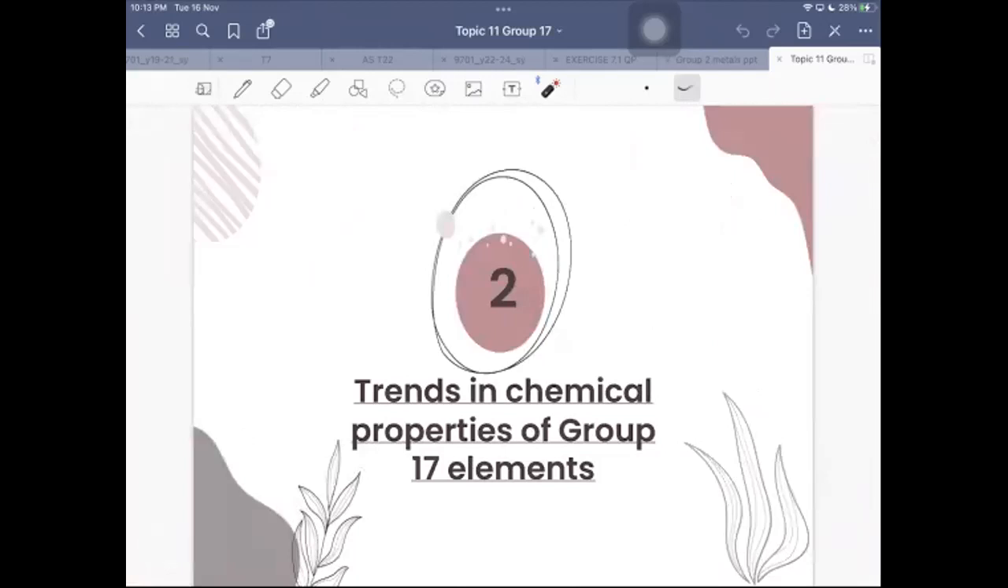Next, we're going to move on to the trends and chemical properties of group 17. This will be a lot because most of the time it will be talking about equations. There are some patterns that you need to learn, but it will be generalized later on. Okay, so you will see what I mean by this.